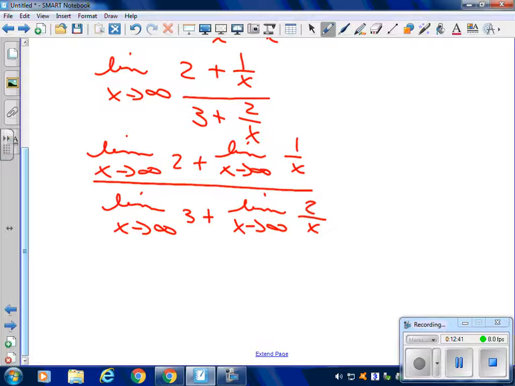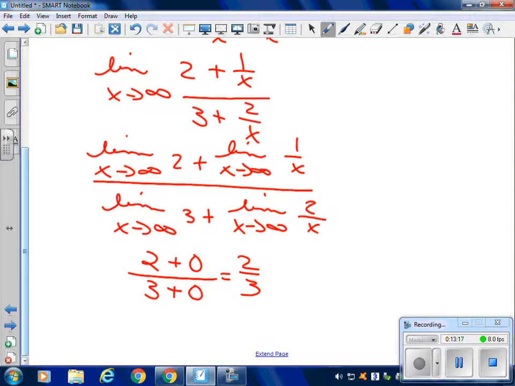So the limit of a constant is a constant. And the limit of 1 over x is 0. And the limit of 2 over x is 0 because that's a constant over a power problem. And so therefore my answer did come out 2/3 like we discussed at the beginning. Because we're using calculus instead of just learning the rules. The rules were developed from the calculus.